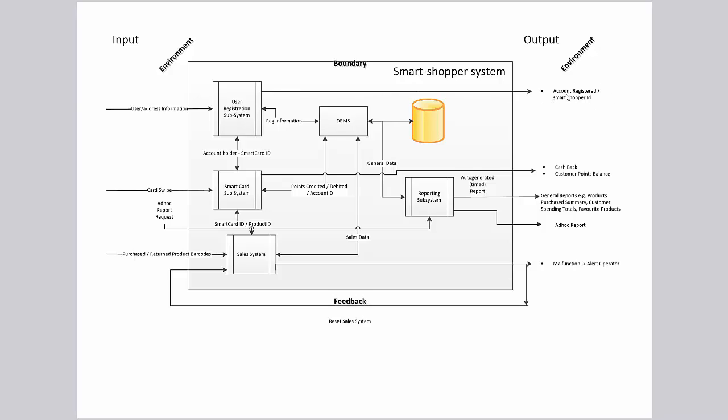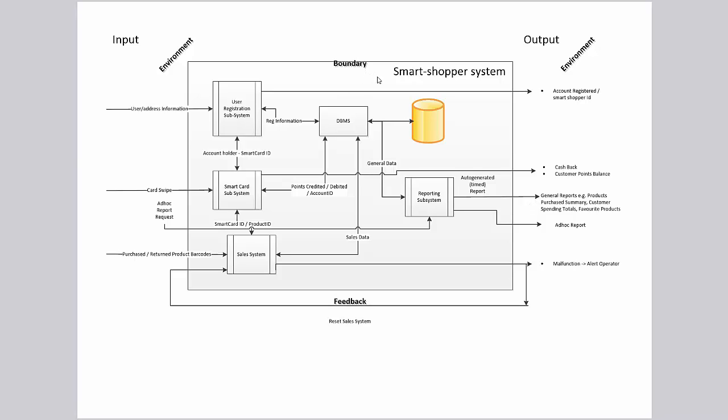So in the case of the user address information, the system outputs a response that the account is registered, perhaps printing, for example, the Smart Shopper ID. When someone swipes their card, the system will produce the amount of money that the customer is due back, as well as the cash points balance. In other words, it will give the customer a receipt. In terms of auto-generated responses, you can see here that the reporting subsystem is set up to generate reports at timed intervals, and this, in effect, is an act of the system.